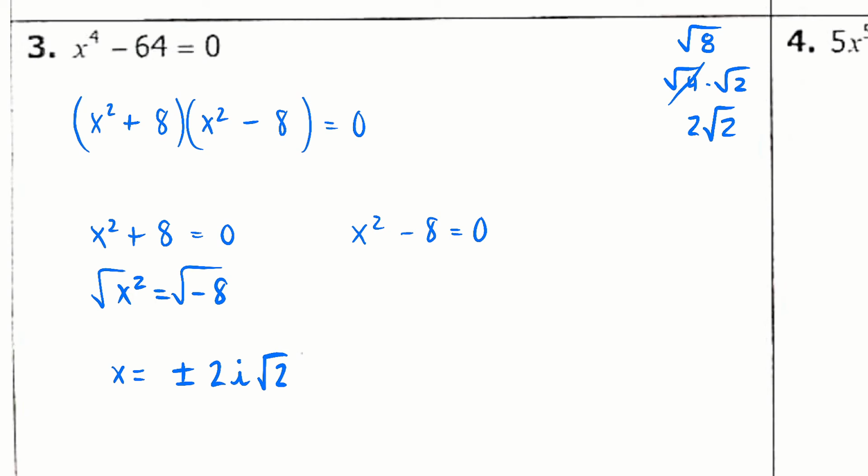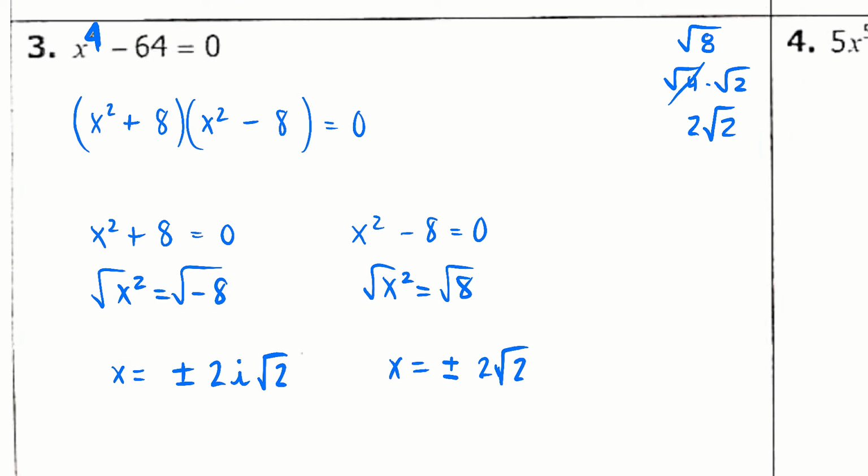But look at this one. We add the 8, it's just a positive 8. When we take the square root of positive 8, it's going to still be plus or minus. There's no i this time. It's just 2 square root of 2. So my 4 answers, look up here. How many answers should it have had? 4. My 4 answers are positive 2i square root of 2, negative 2i square root of 2, positive 2 square root of 2, and negative 2 square root of 2. Bunch of answers, but we found them all. All right, let's move along.